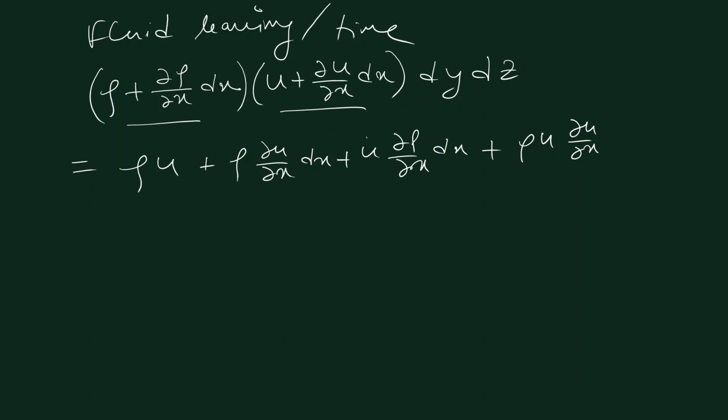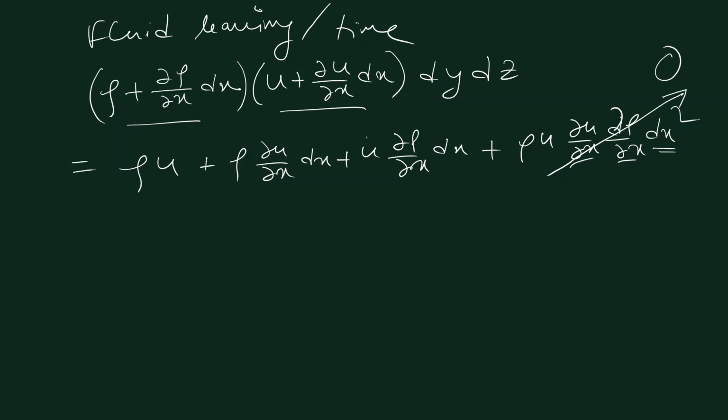This term is very small because it's the multiplication of very small terms. You see, del rho by del x is very small, del u by del x is very small, and dx square is again multiplication of two very small terms. So therefore we can obviously ignore this.